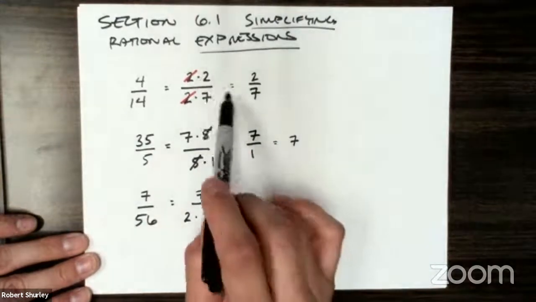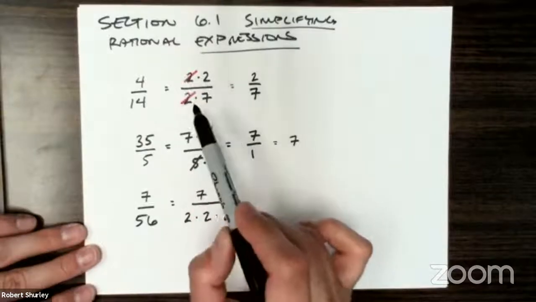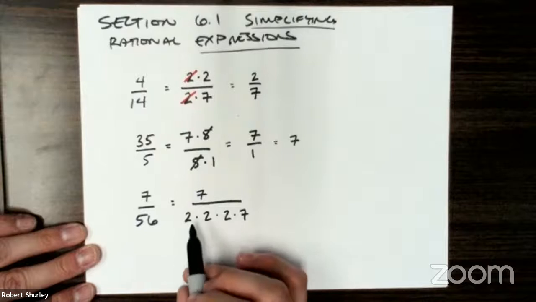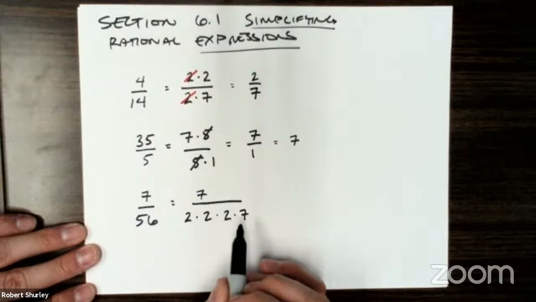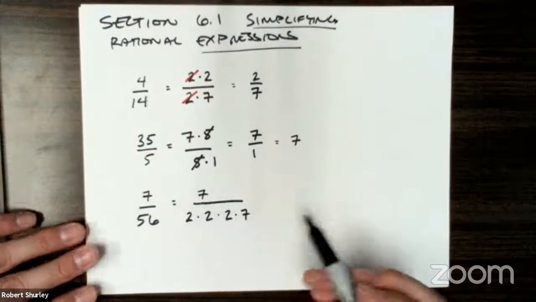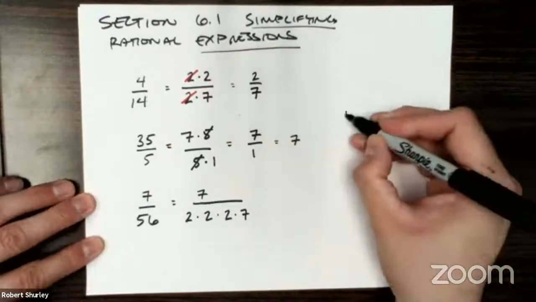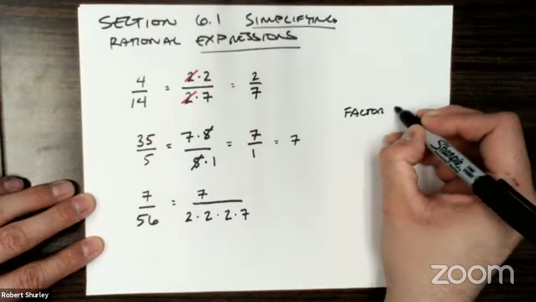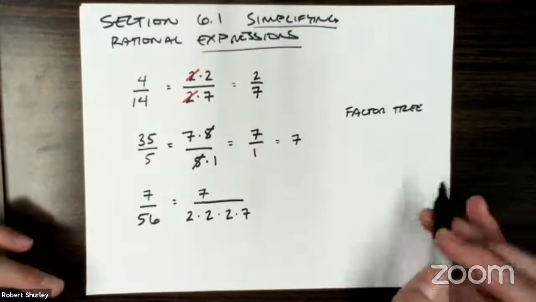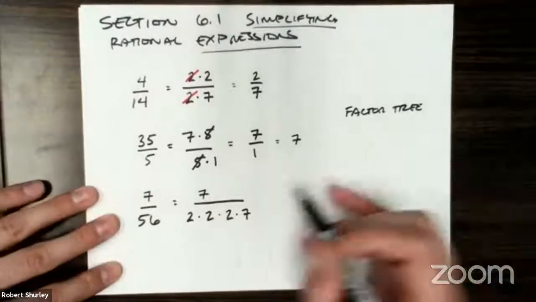Now up here, it was only factors of 2, right? 2 times 2, 2 times 7, 7 times 5, only 2 factors. Well, the 56 factors completely as 2 times 2 times 2 times 7. Now, I'm going to pause here, and if you're like, man, I don't have any idea where you got this, we're going to do something called a factor tree. It's going to pop up in the next chapter as well because it's how I like to simplify some radicals.